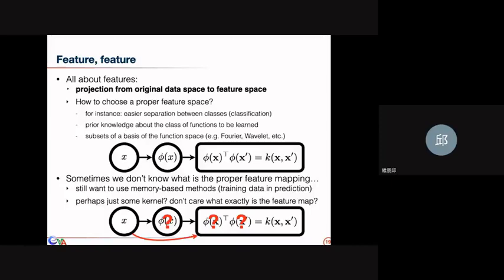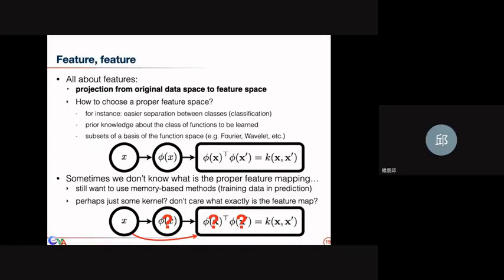Here comes one advanced idea about the kernel function: sometimes we don't know what the proper feature mapping is for my problem. Maybe it's pretty hard for me to make a decision at the very beginning. I really don't know what the proper feature mapping is, but you still want to use the memory-based method.